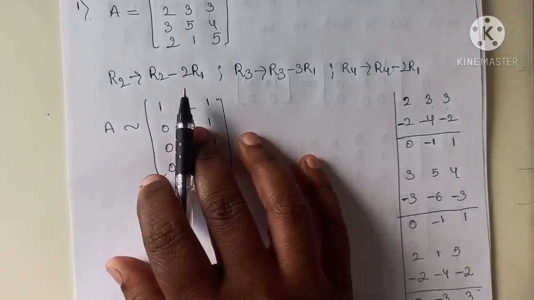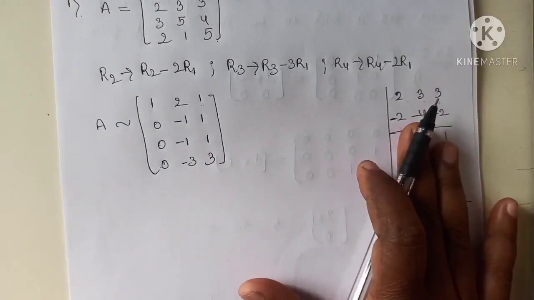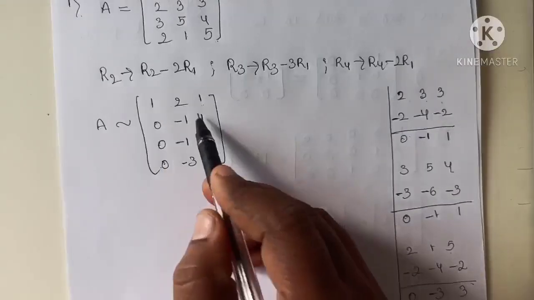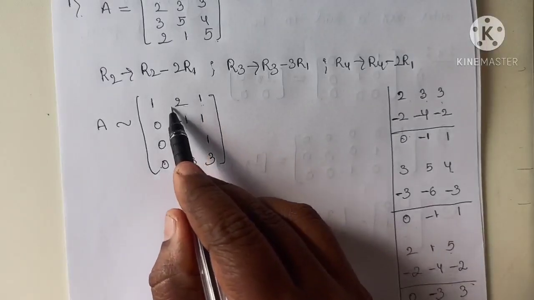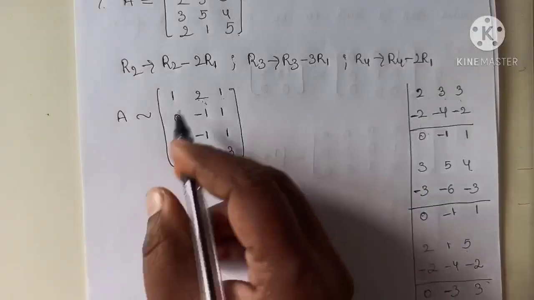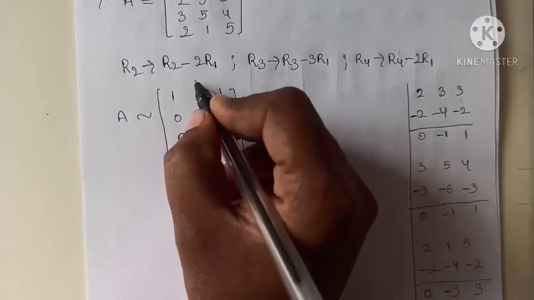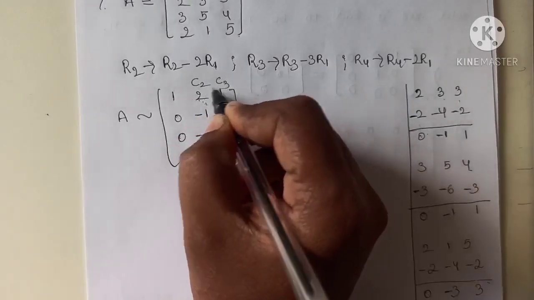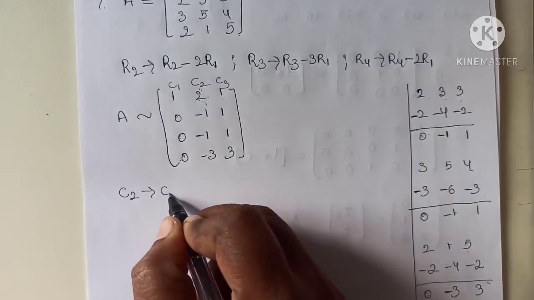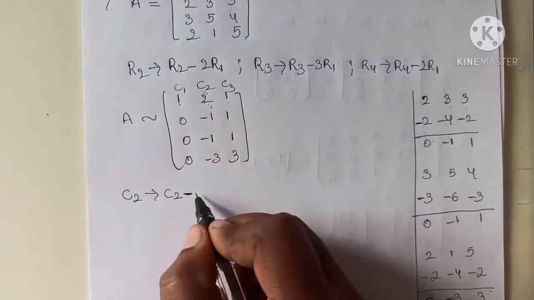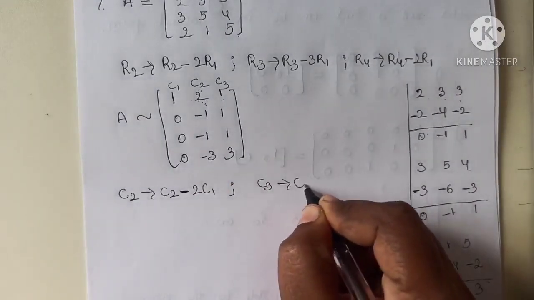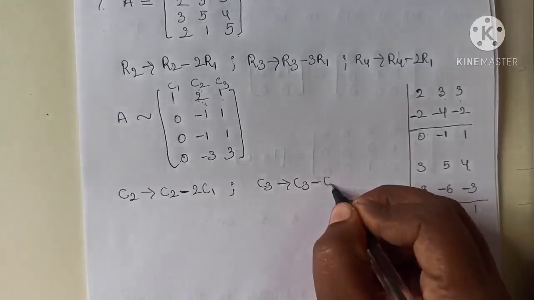For column operation, there is no need to do the rough work here, because we can directly keep all the elements as they are. Only we have to make this 0. You can observe here, first we apply the column operation. So this is column 2, column 3, column 1. We apply the elementary operation C2 equals C2 minus 2 into C1, and C3 equals C3 minus C1.